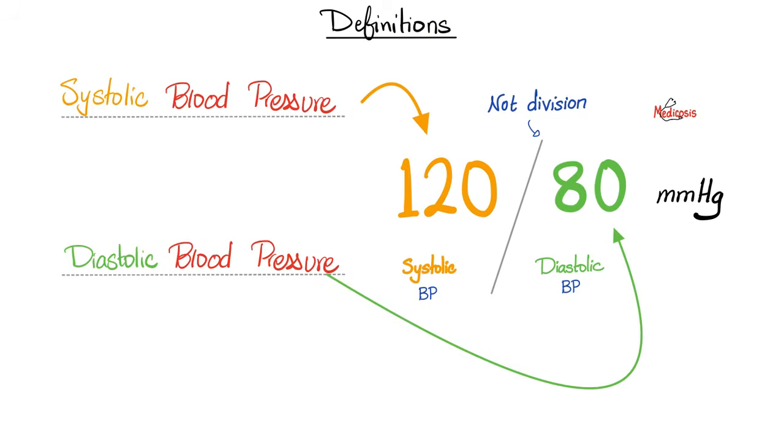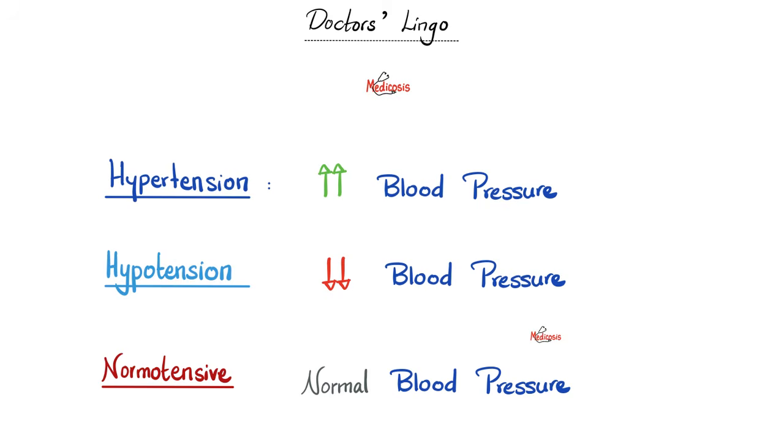The first number is called the systolic blood pressure, and the second number is called the diastolic blood pressure. Let's define each one. What is the systolic blood pressure? It is the arterial blood pressure in your big systemic arteries, such as your brachial artery, during systole of the ventricle. And what's the definition of diastolic blood pressure? It is the arterial blood pressure in your big systemic arteries, like the same brachial artery, during diastole or relaxation of the ventricle. If you have the normal blood pressure, we call you normotensive. If your blood pressure is high, you are hypertensive. If your blood pressure is low, you are hypotensive.